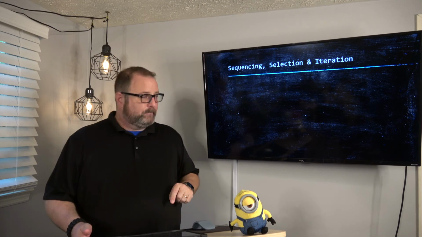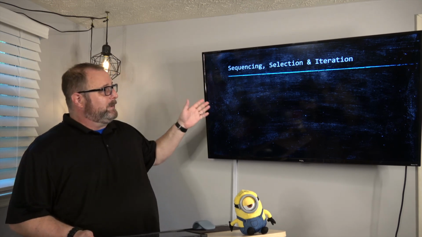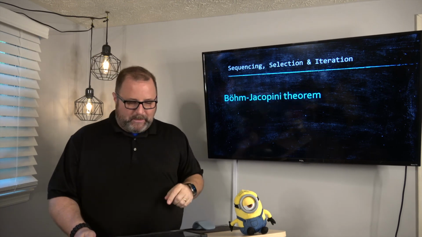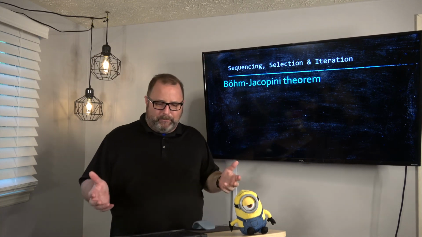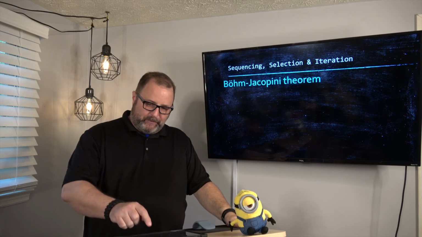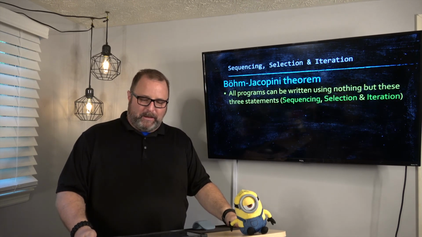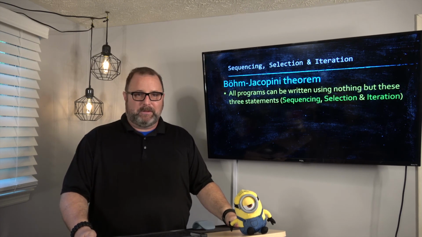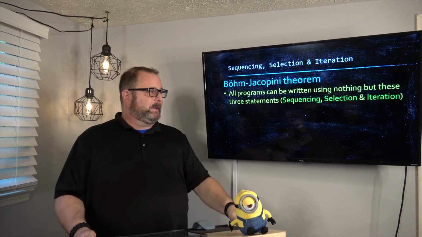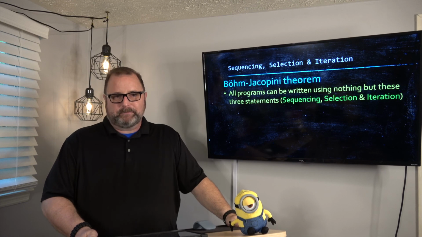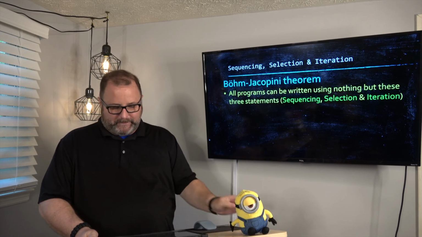Okay. Now, we've talked about sequencing, selection, and looping, or iteration. Where do these come from? They come from the Böhm-Jacopini Theorem. Basically this theorem says that all programs can be written using nothing but these statements: sequencing, selection, and iteration. So if you have those abilities, you can write any program that you need to write. Okay? That's it.